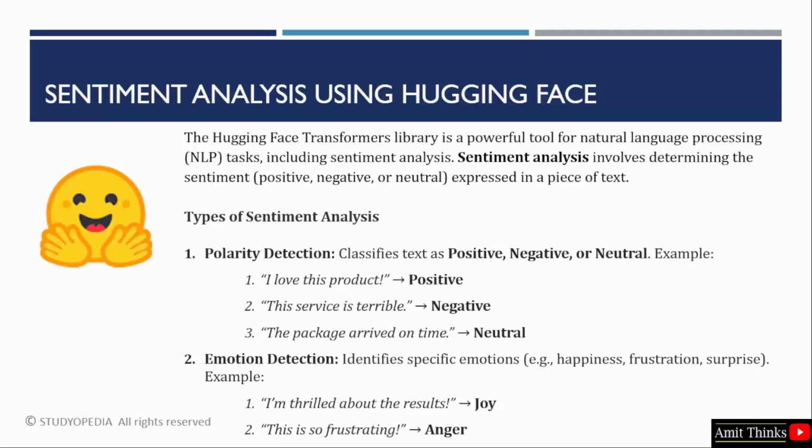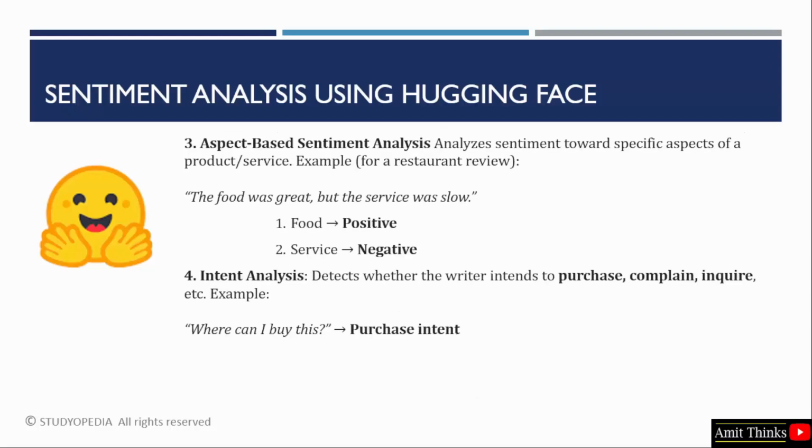The service is terrible, is not good is negative, and when things are not clear, it will be neutral, like the package arrived on time. Next comes emotion detection. Let's say you said this is not good, this is pathetic, this is so frustrating. That is anger. And joy is expressed by a sentence like I am thrilled about the results. So emotion detection includes happiness, frustration and other emotions.